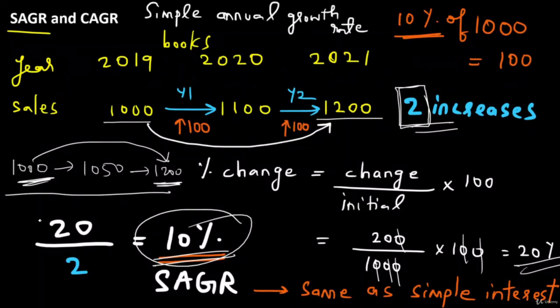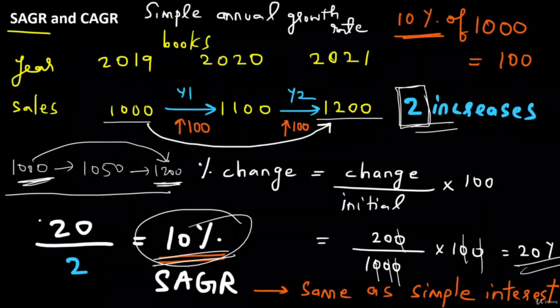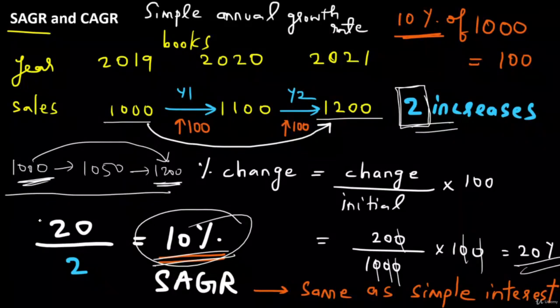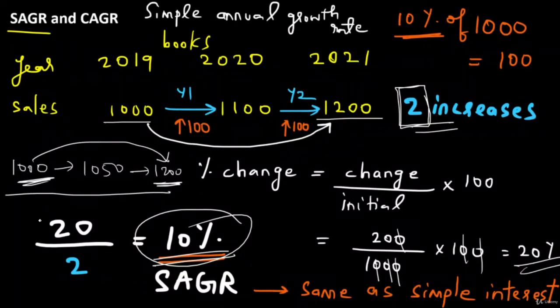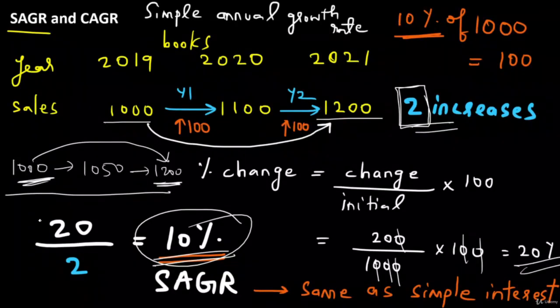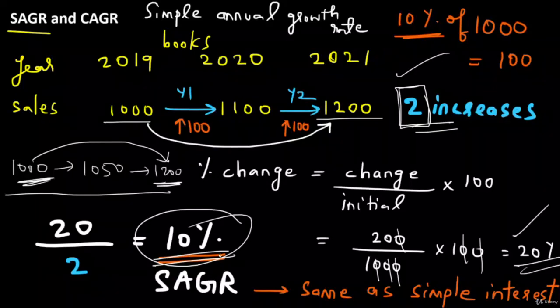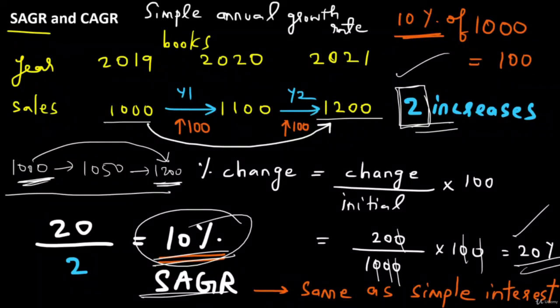Now let me quickly summarize. The SAGR is nothing but the same thing as the simple interest. How do you find it? You find the percentage change and then you divide it by the number of changes. So in this case we found 20%, that was step 1, and then the number of changes is 2, so 20 by 2 gives 10%, which is the SAGR.